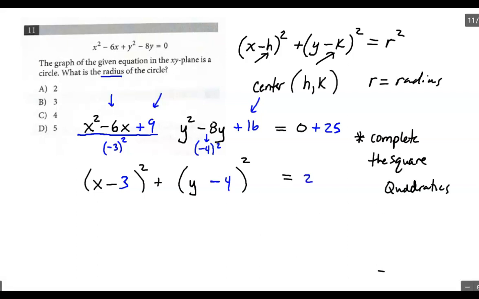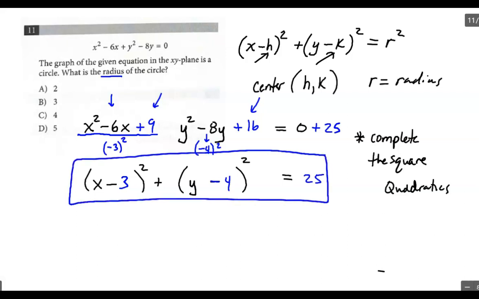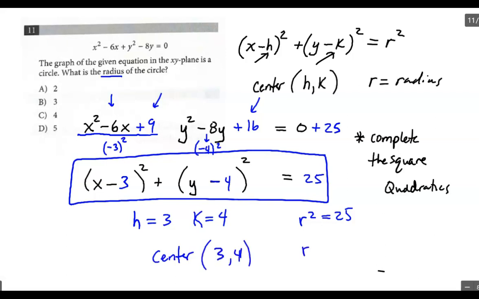So now I have a new equation right here. And that equation tells me quite a bit about the circle. That tells me that my h value is 3, my k value is 4, and r squared is 25. So what I've just done is I've just graphed a circle that has a center at 3, 4. It moved 3 right, 4 up, and has a radius of 5. And for this question, all they want to know is the radius. So the correct answer there is D.